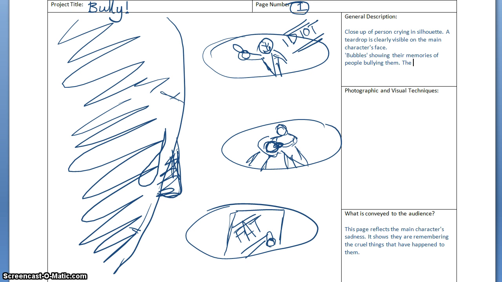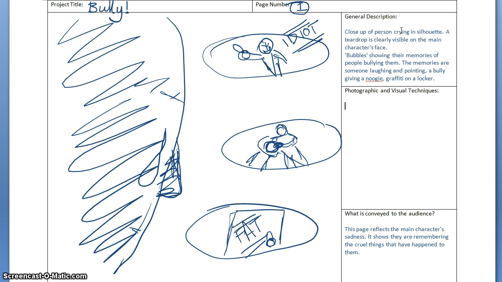The memories are someone laughing and pointing, a bully giving a noogie. Don't know how to spell noogie, something like that. Not sure if you know what that is. It's when you rub someone's skull so it hurts. And the last one is graffiti on a locker. Okay. So now the last section is to fill in the photographic and visual techniques.